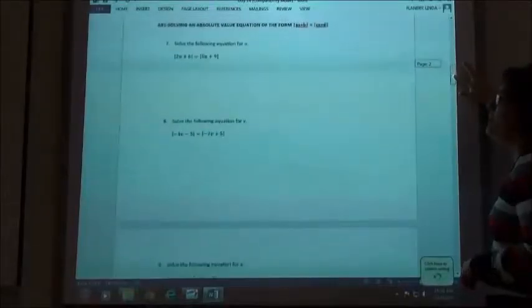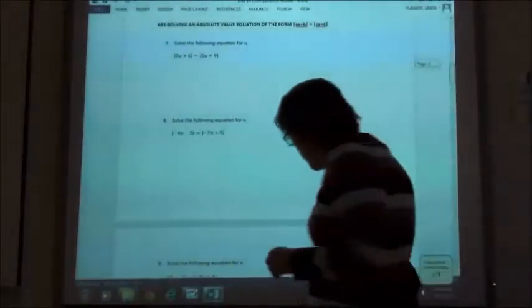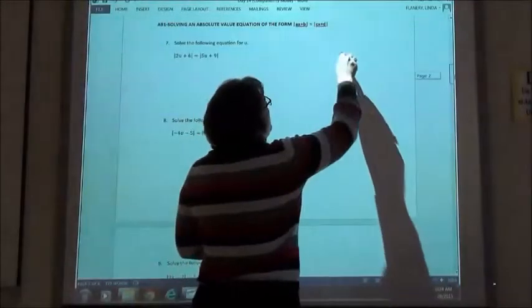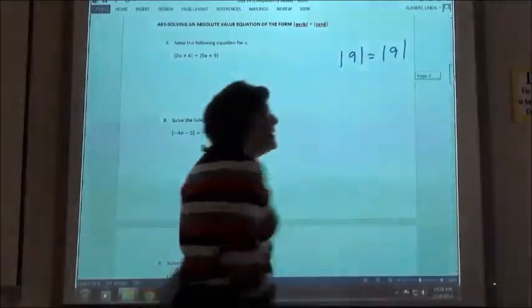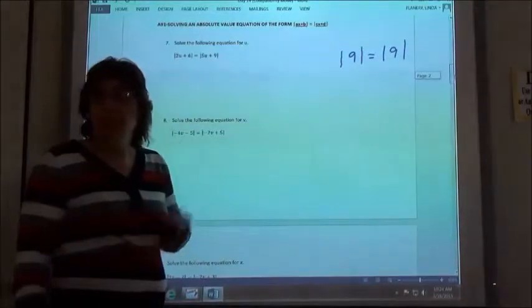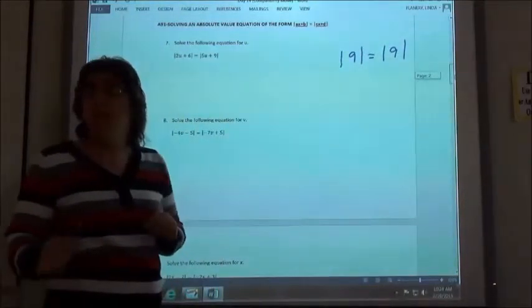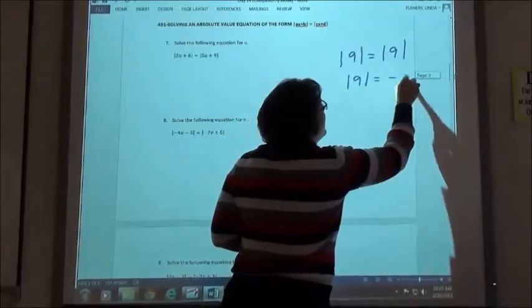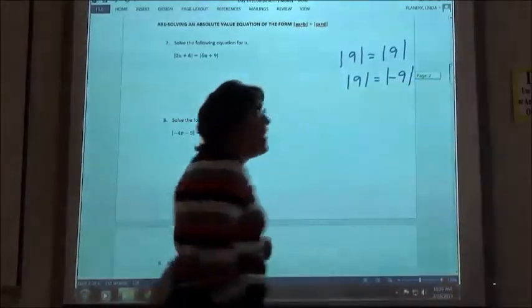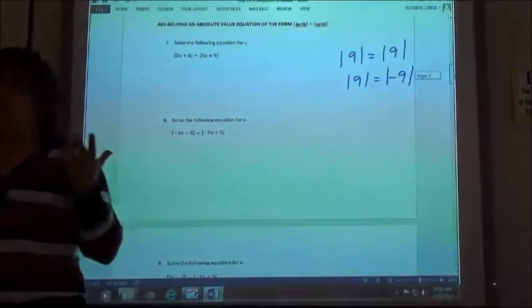The next one's with absolute values. This is where you have absolute values on both sides. So the absolute value of 9 could equal its same thing, right? Absolute value of 9 equals the absolute value of 9. However, the absolute value of 9 could also equal the absolute value of negative 9, because those would make them both positive. So when you do these ones, again, you're going to have two cases.